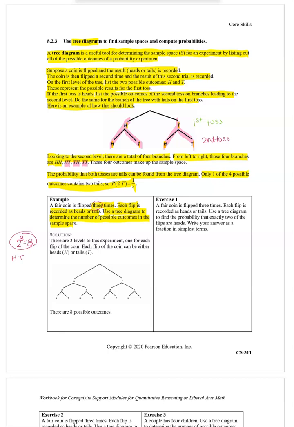When you get to the bottom, you can count how many you have and then do 2 to the 3rd power because there's 2 outcomes for each toss. Raise it to the 3rd power and make sure that they match. Okay? It's an excellent way to check yourself.